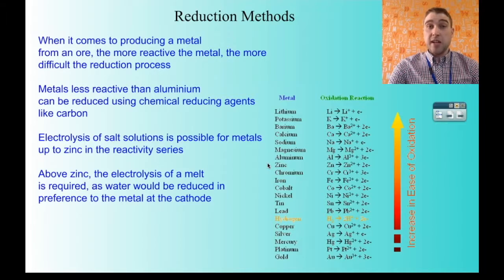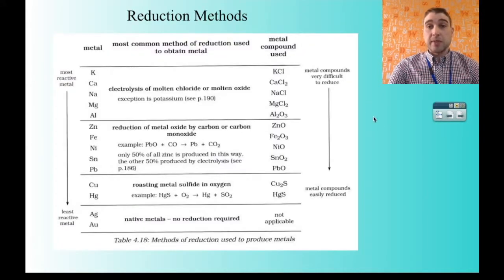The reason why you have to do that is if you used water in the mix, as you do with the ones in here that use an aqueous salt solution, the water will be reduced in preference to the metal that you're trying to reduce. So here's a nice diagram that sums up the reduction processes for metals. So if we look at very active metals, they use a molten salt, so molten chloride or a molten oxide.